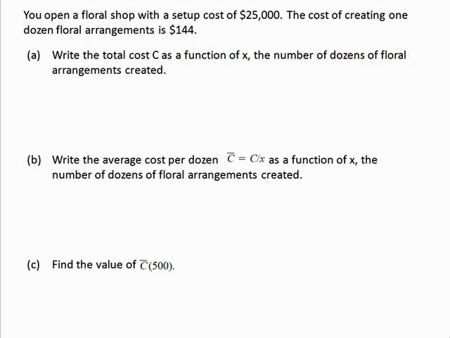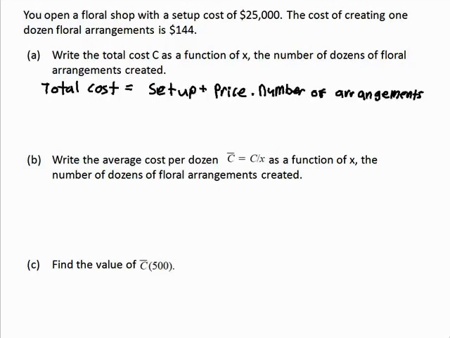You open a floral shop with a setup cost of $25,000. The cost of creating 1 dozen floral arrangements is $144. Write the total cost C as a function of x, the number of dozens of floral arrangements created. The total cost is the setup plus the price times the number of arrangements.